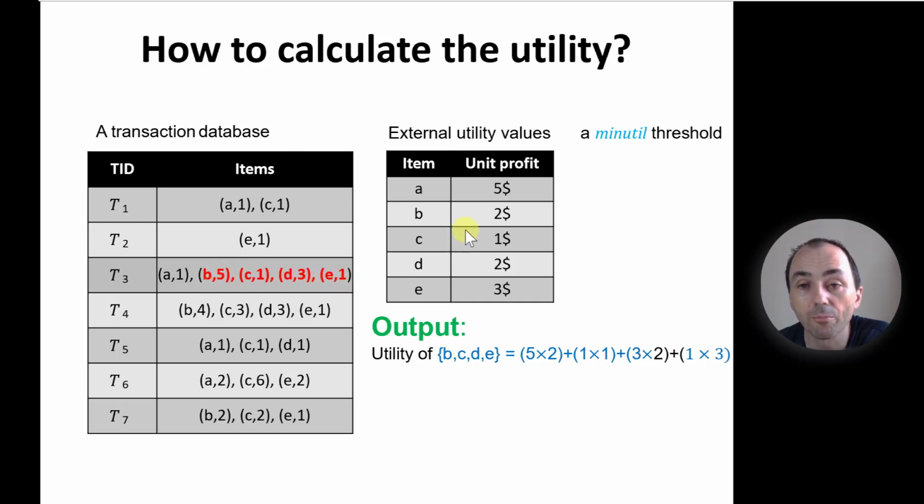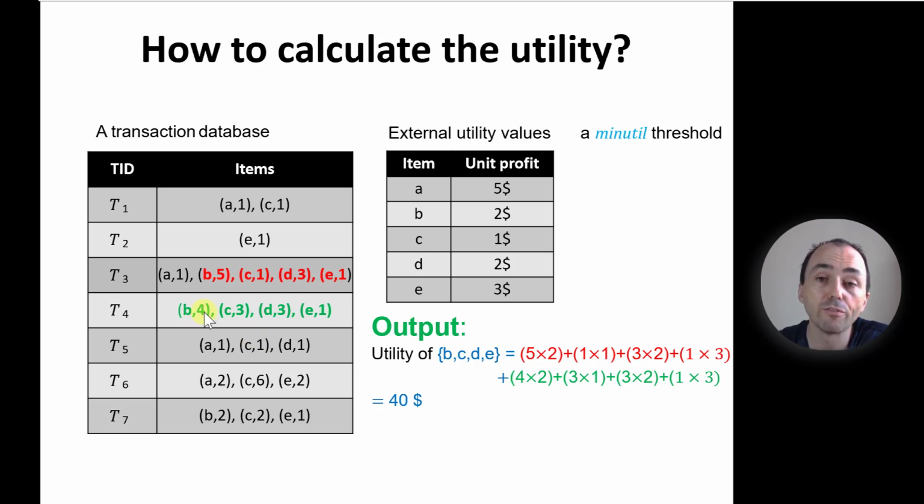So we have 5 bread. 1 bread is $2, so 5 multiplied by 2. 1 cake, cake is $1, so 1 multiplied by 1. 3 bags of dates for $2, 3 multiplied by 2. And then 1 egg for $3, so 1 multiplied by 3. So this is for T3, okay, we have BCDE. Now, BCDE also appears in T4, right? So we do the same thing. In T4, we have 4 bread for $2, okay, 3 cakes for $1, and so on. So the result of all of this will be $40 if you do the sum, okay? So this is how we find the utility of the item set, how we calculate the money.